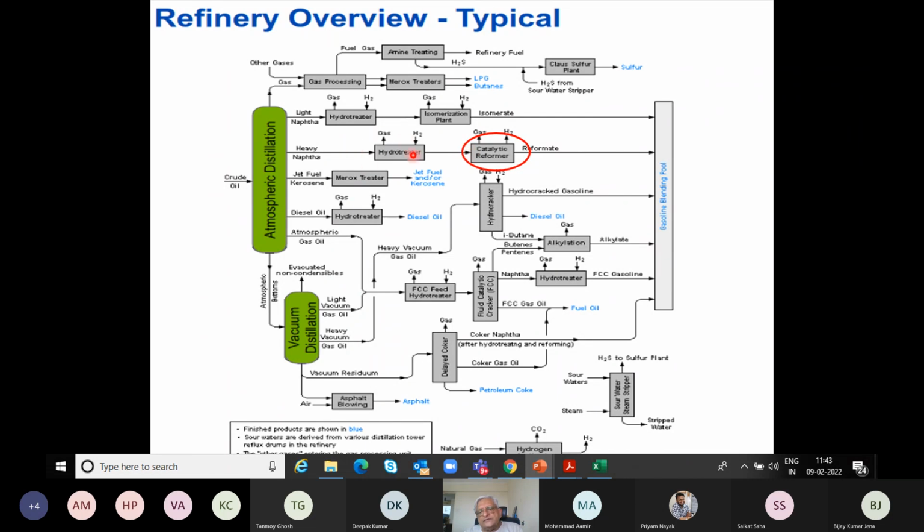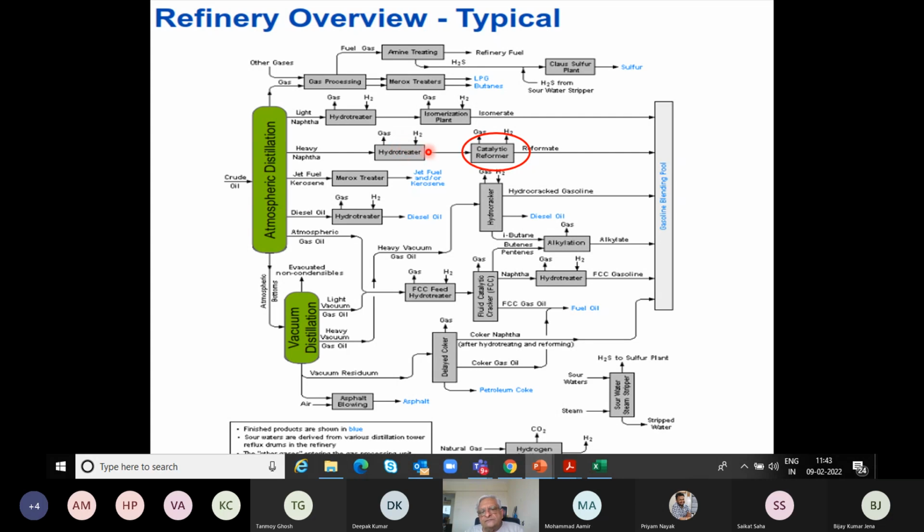Why we need a hydrotreater? Actually, this naphtha contains impurities like nitrogen and sulfur. And the catalyst which we use in catalytic reformer is highly susceptible to sulfur. So we actually hydrotreat the naphtha to reduce the sulfur down to less than 1 ppm. I repeat, we hydrotreat the heavy naphtha to reduce the sulfur down to less than 1 ppm.